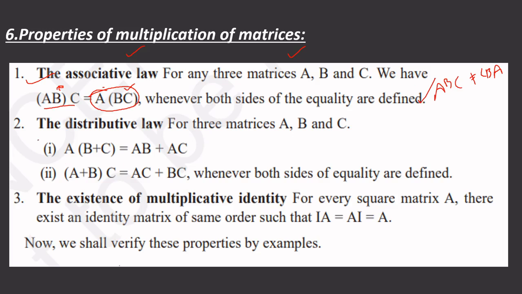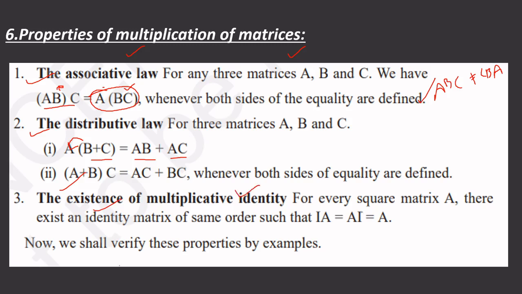Okay, the distributive law: first we multiply B plus C and then multiply it with A, which is equal to AB plus AC. This is a simple rule which we knew earlier. Okay, existence of the multiplicative identity.